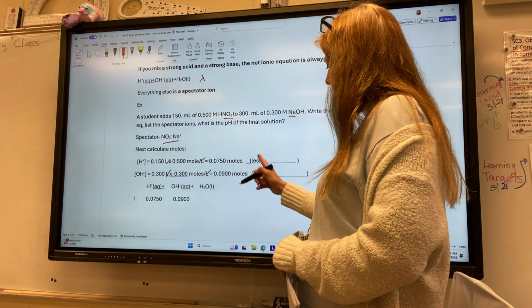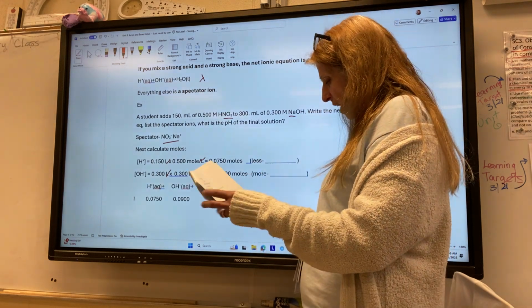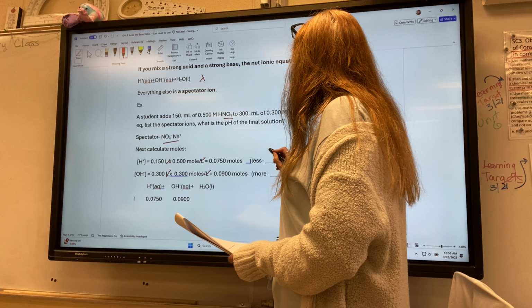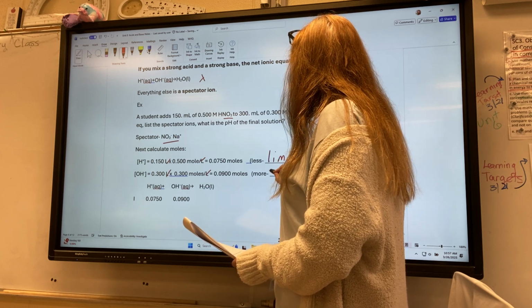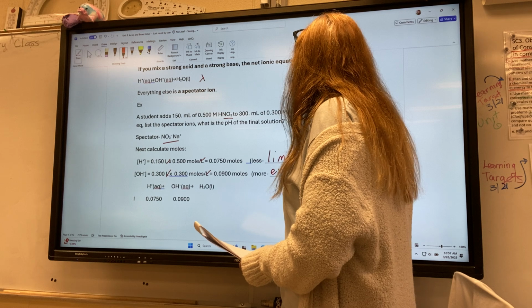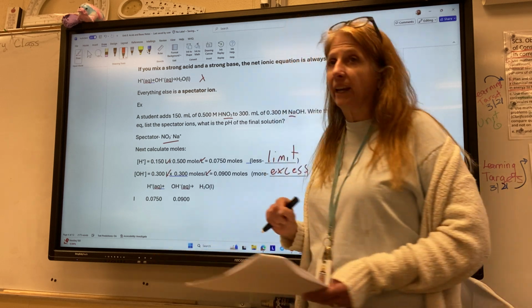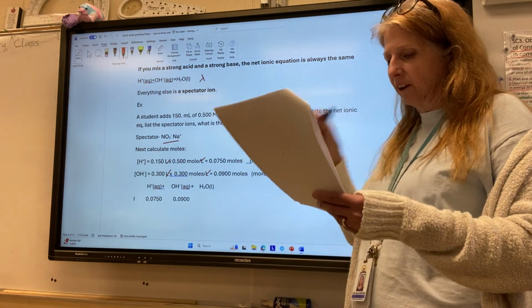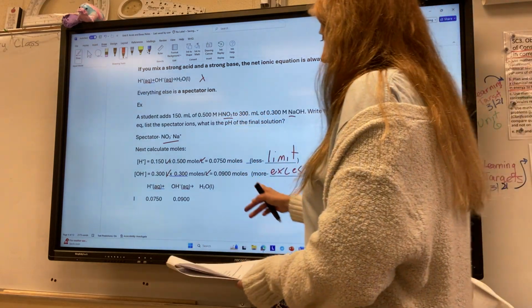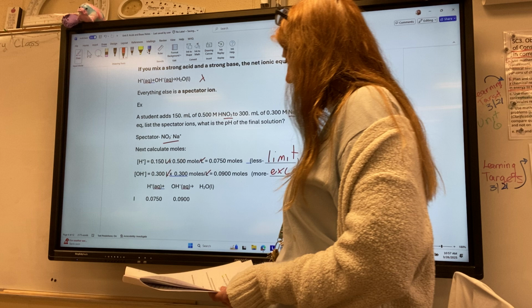Notice, this is less and this is more. That means the less limits. Remember when we did stoichiometry and talked about the limiting and excess reactant? That is actually important again here. So this is what's limiting it, the one that's less. So next, we write down our ionic equation.